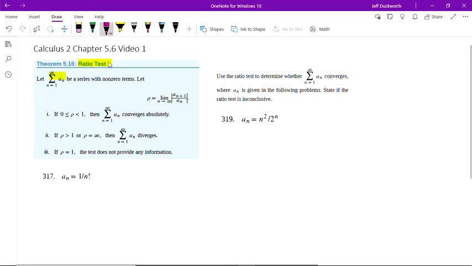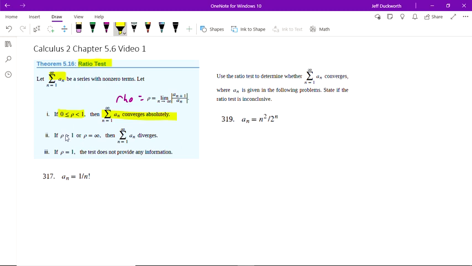Rho, that's the name of that Greek letter. So we're looking at rho, and it's going to equal the limit of the absolute value of a of n plus 1 over a_n. So we take that limit, and then if we have a rho that's greater than or equal to 0 but strictly less than 1, then this converges absolutely.